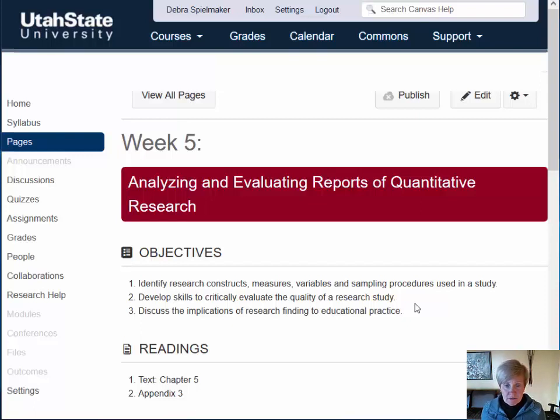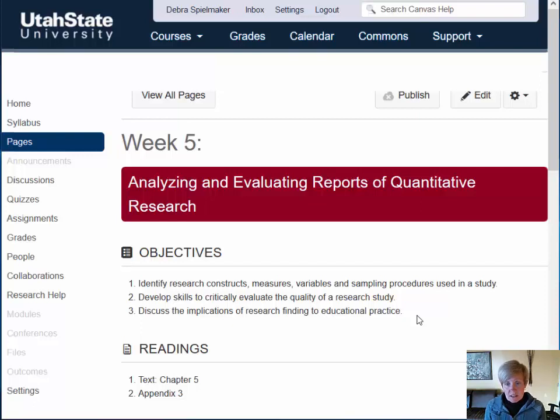The second objective is to develop skills to critically evaluate the quality of a research study. So I'm going to give you a couple of topics this week. You're going to take a look at some research that may or may not support that particular topic in education or educational practice, and determine, based on the study that you read, critically evaluating it for the essential components of a high-quality quantitative study, whether or not you think the findings are valid.